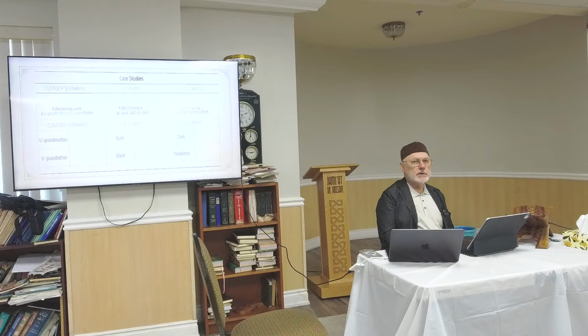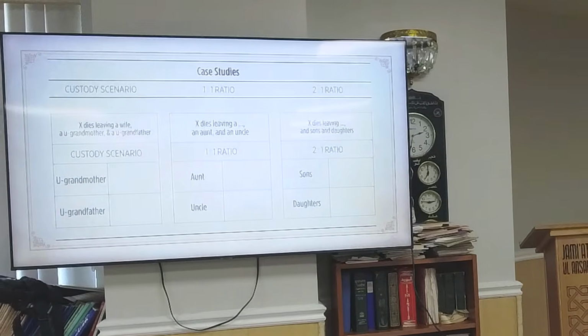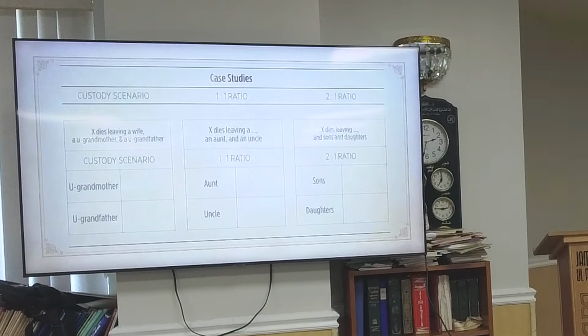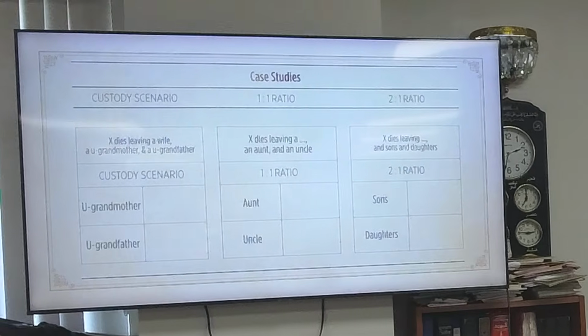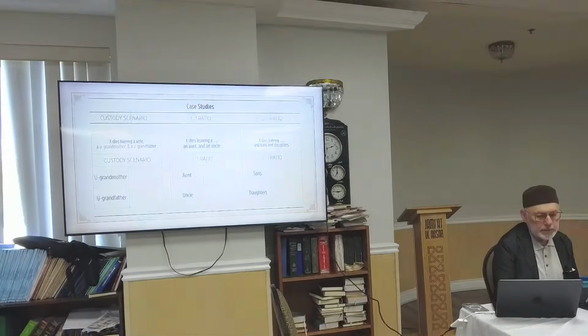Let's take a case where custody is involved. Let's say a man dies. Can you read? Is it legible from far? So X dies, leaving, say, a wife, a grandmother, and a grandfather, i.e., a maternal grandmother and a maternal grandfather. So let's forget the wife and other inheritors and just focus on the grandmother and the grandfather. What does the uterine grandmother and the uterine grandfather inherit?